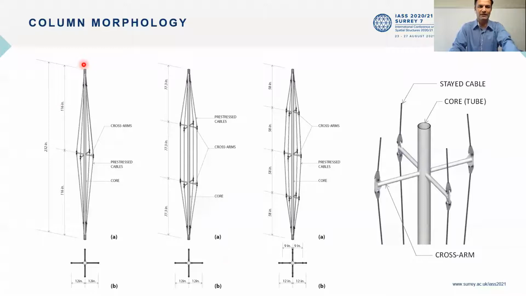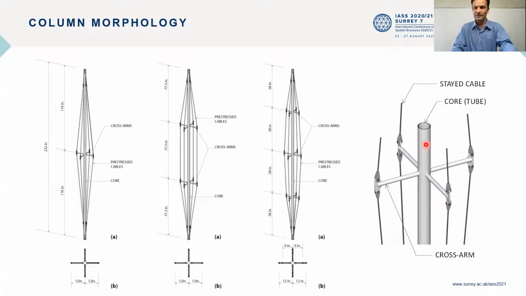A stayed column typically consists of a central core, made of either wood or hollow steel tube, with cross arms attached at different elevations depending on the number of tiers of cross arms. The layout of the cross arms could be either cruciform, as shown here, or triform. That means the legs of the cross arm are at 120 degrees with respect to each other.